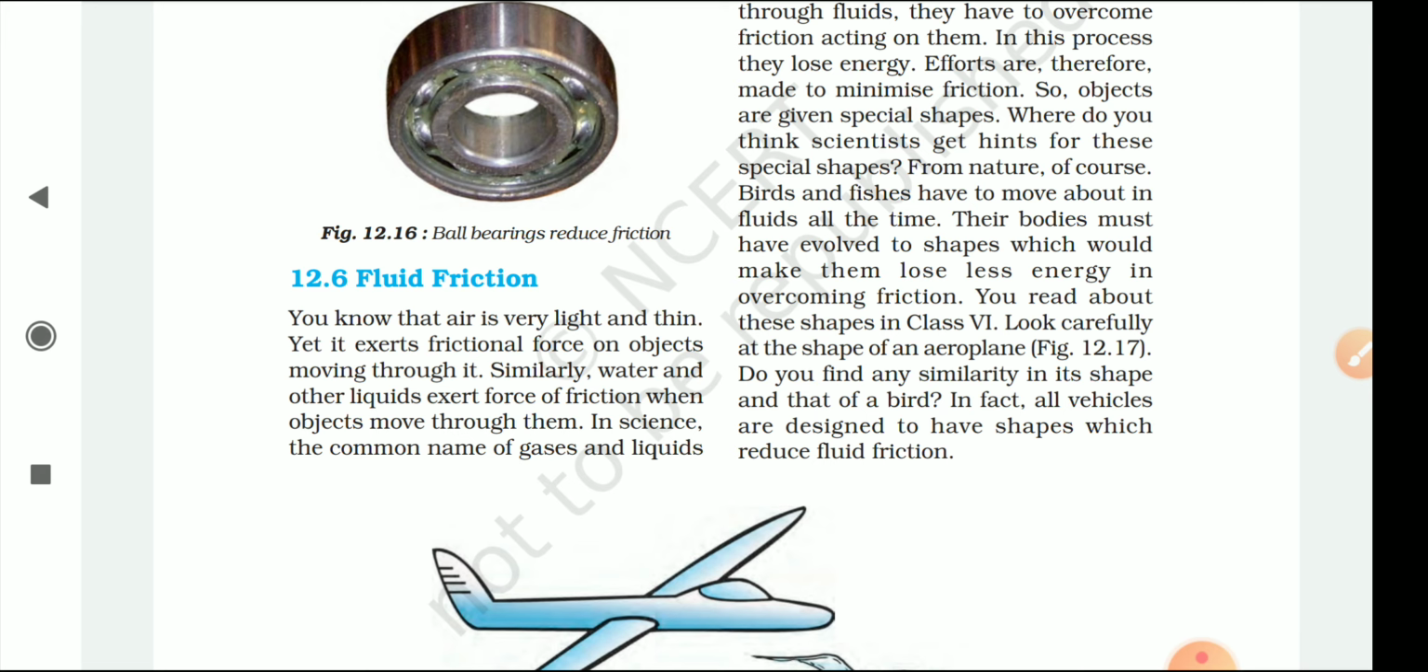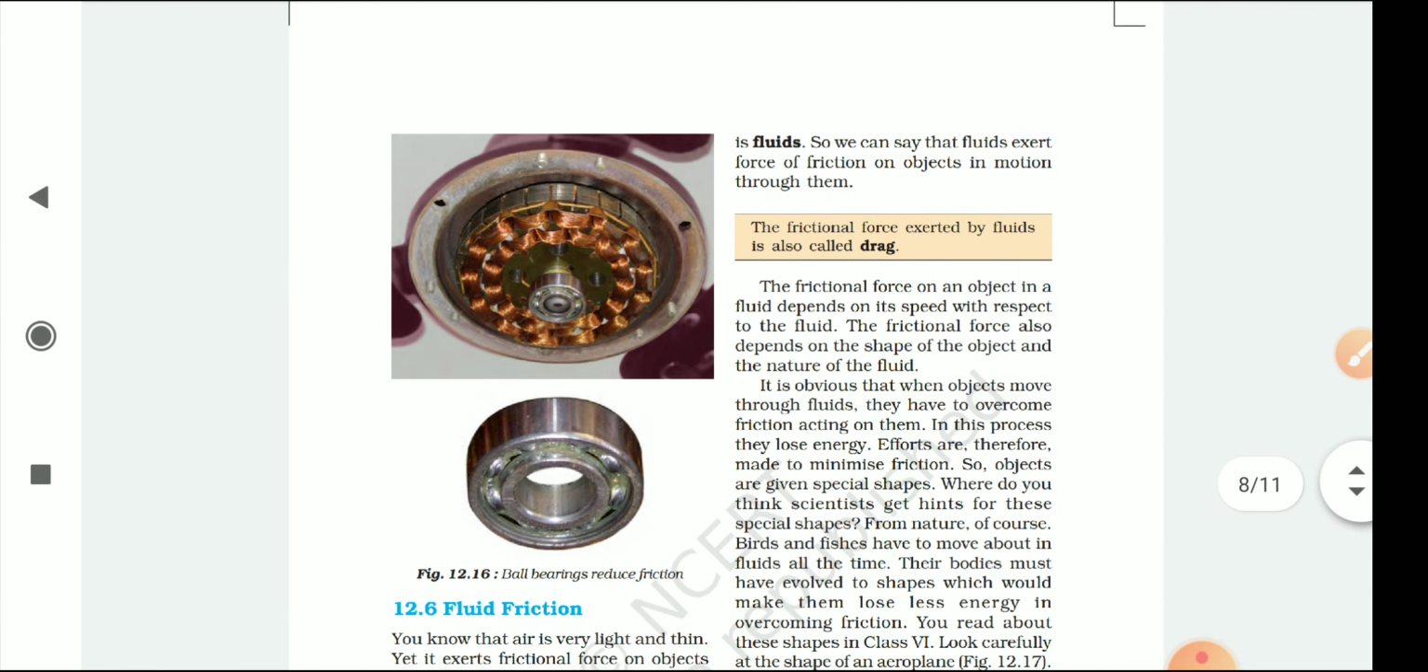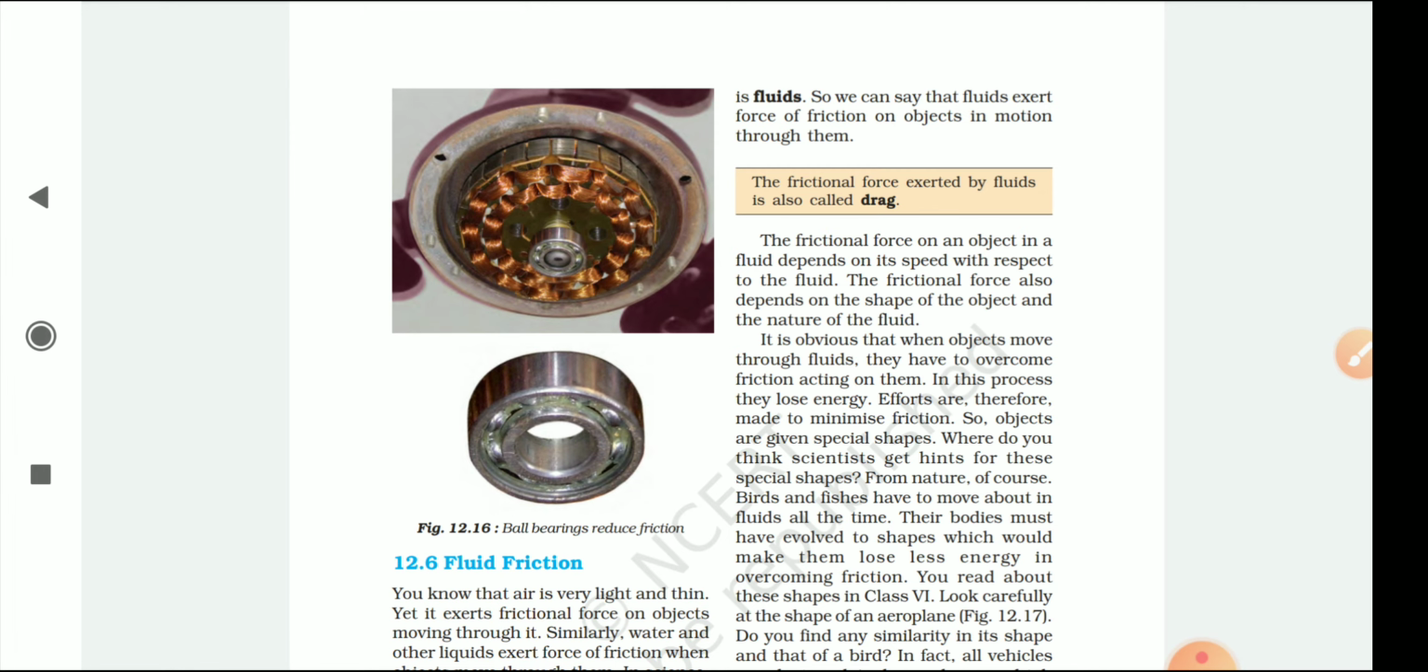So you know that air is very light and thin. Yet it exerts friction force on an object moving through it. Similarly, water and other liquids exert force of friction when objects move through them. In science, the common name of gases and liquids is fluid. So we can say that fluids exert force of friction on an object in motion through them. The friction force exerted by fluid is called drag.